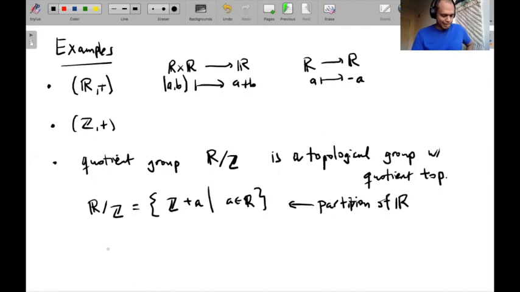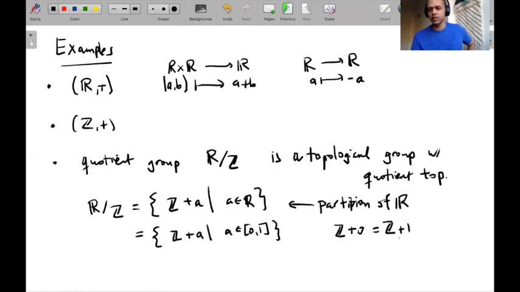And let me just point out that any coset Z plus A is represented by one of the form Z plus A, where A is in the closed interval 0 to 1. And moreover, Z plus 0 is the same as Z plus 1. These are the same subsets. And so in this way, R mod Z, we could think about it as the closed interval modulo the relation that 0 is equal to 1.